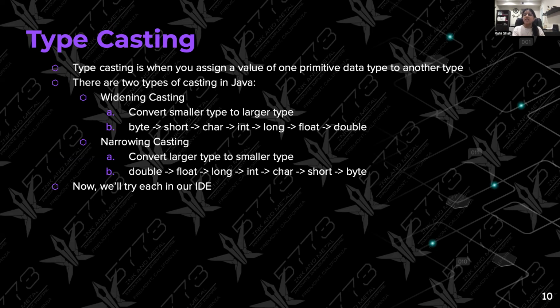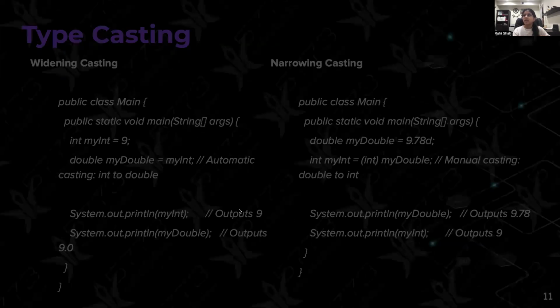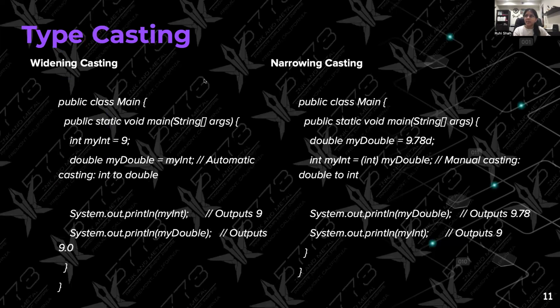And then on the other hand, narrowing casting is when you convert a larger type to a smaller type. So again, a double can have up to 15 to 16 decimal points, while a float can have less. So when you convert the double to a float, it would round down to only have a certain number of decimal points. All right, here's some examples of typecasting.